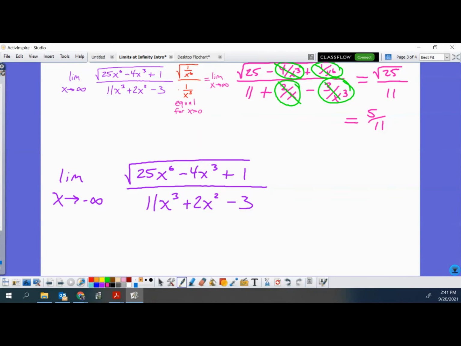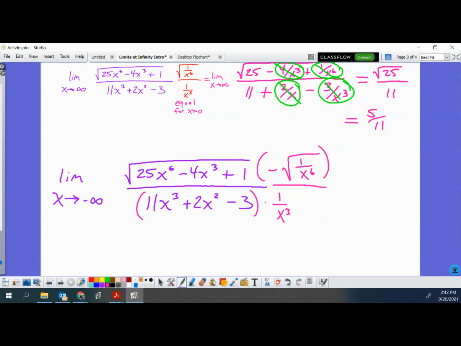We can do a very similar approach in this other limit down here. However, it's going to look a little bit different because now if we multiply by 1 over x cubed on the bottom, on top we want to multiply by the square root of 1 over x to the 6th. The problem is now x is negative, right? We're going toward negative infinity, and these two things are no longer equal unless we make one of them negative.